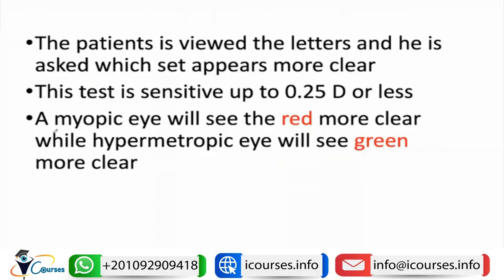So the result is that the myopic patient will have longer eyes and more powerful eyes, so they will see the red better. And the hypermetrope will see the green better because they have smaller eyes or a weaker optical system.